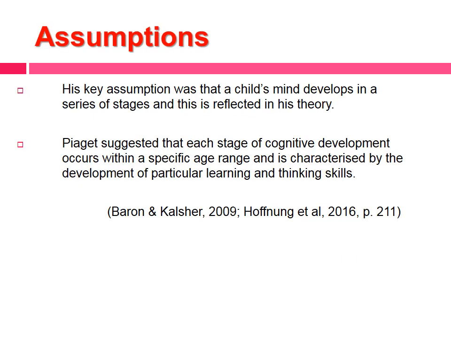Before we go into looking at the 4 stages of Piaget's model and the sort of thinking that happened in each specific stage, it's important to outline the assumptions behind his model. His key assumption was that a child's mind develops in a series of stages, and this is very much reflected in his theory. It was previously assumed that a child knew less, not differently, to adults. Piaget, however, suggested that each stage of cognitive development occurs within a specific age range and is characterized by the development of particular learning and thinking skills.